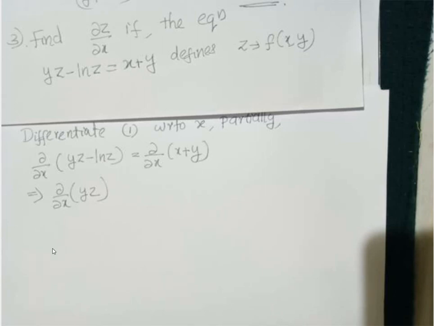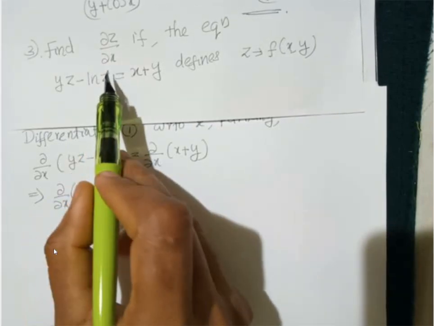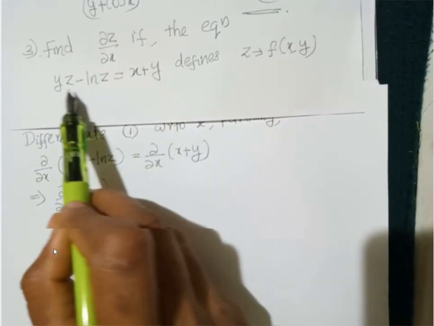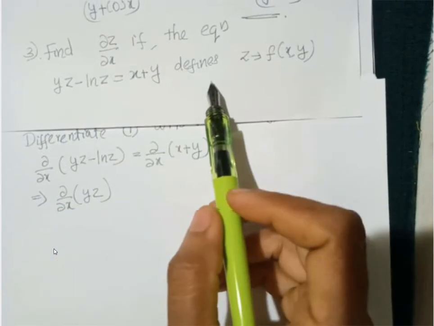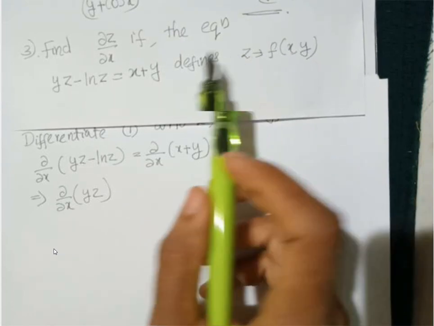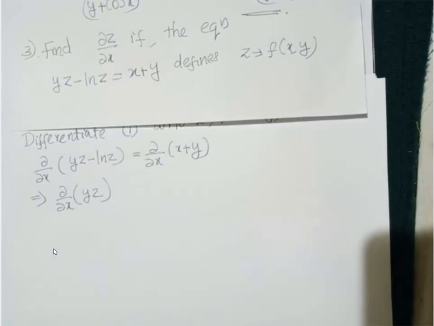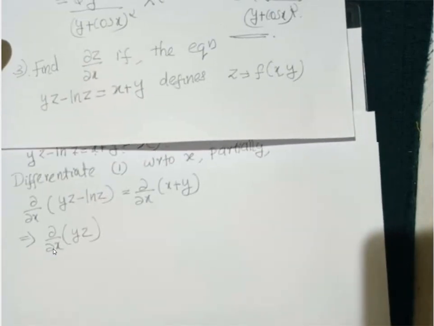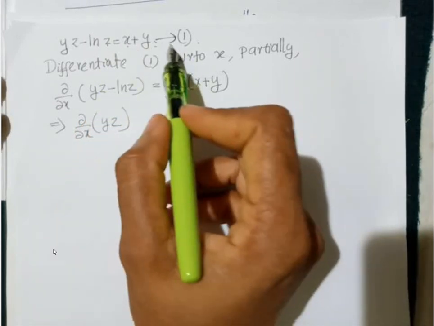In the last class, we stopped at the third question. Find ∂z/∂x if the equation yz − log z = x + y defines z as a function of x and y. In order to do this question, we have yz − log z = x + y. This is your first equation.